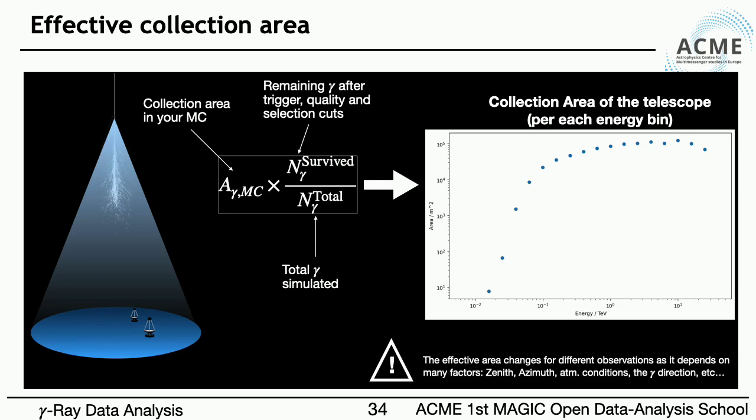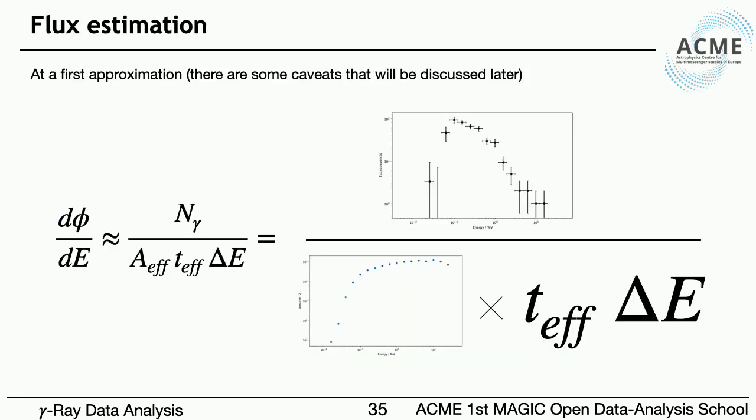Another important thing to remark is that the effective area depends not only on the energy, but on many different factors, like the zenith and azimuth of the observation, the atmospheric conditions that were present during the observation, and the direction of the source in the field of view. This is why the effective area is such an important ingredient in the flux estimation, and all these things that I mentioned must be taken into account.